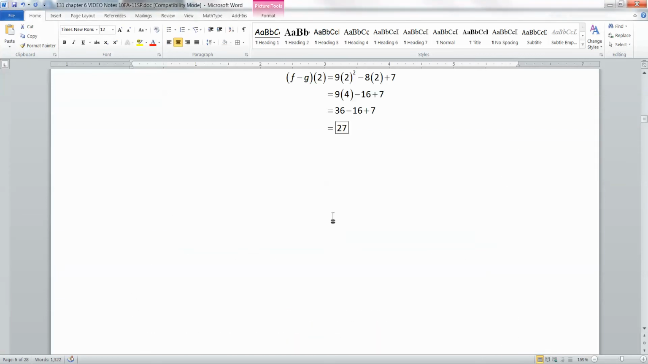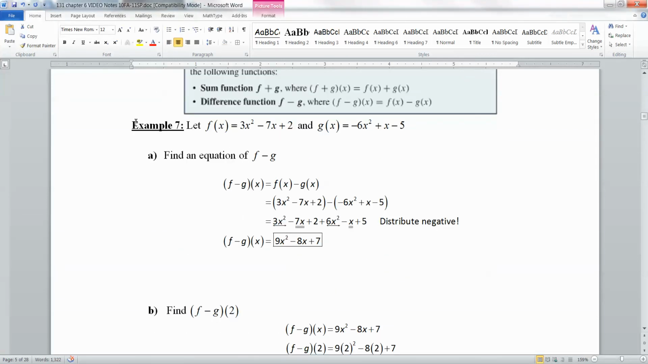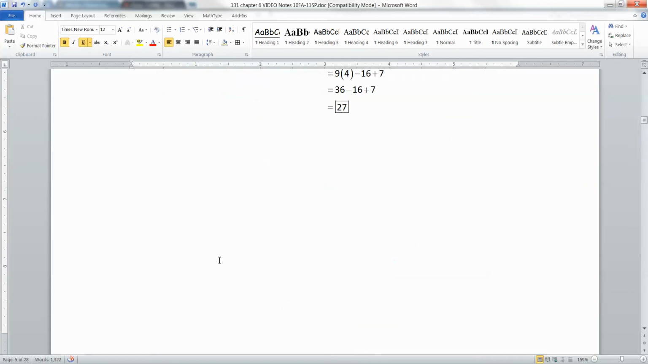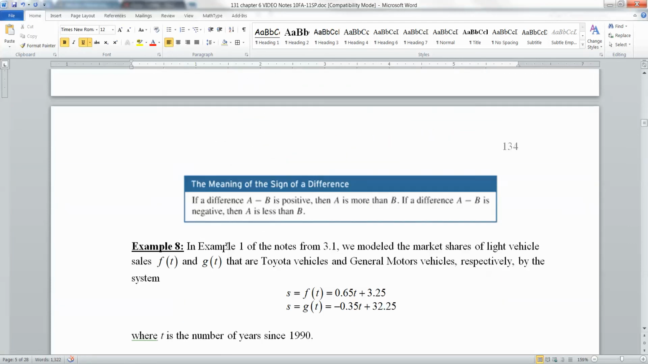Okay, so now that we know how to find the difference function, and the addition function's even easier, so I didn't bother doing that one, and then we know how to substitute into it, what does it mean? So if you take the difference, and that difference is positive, that means that A was more than B. And if the difference is negative, that means that A is less than B.